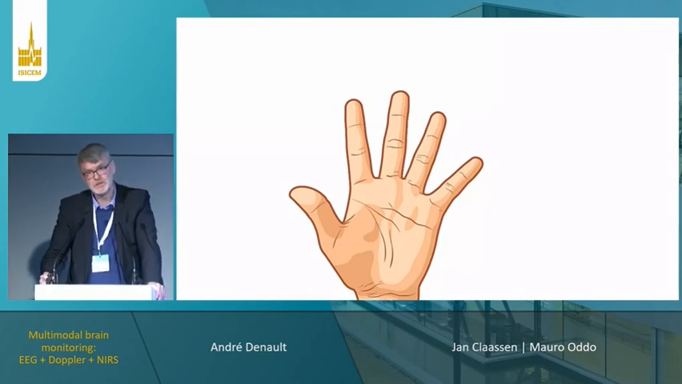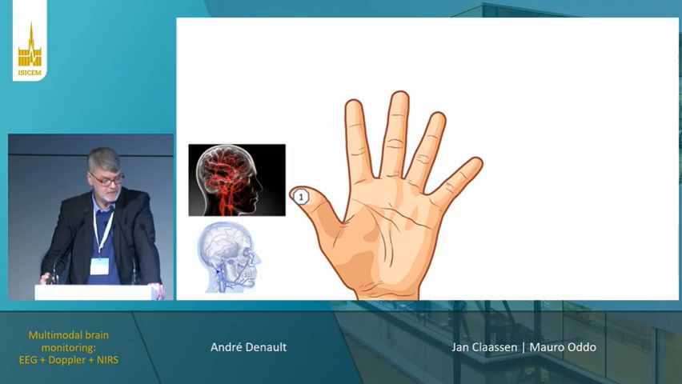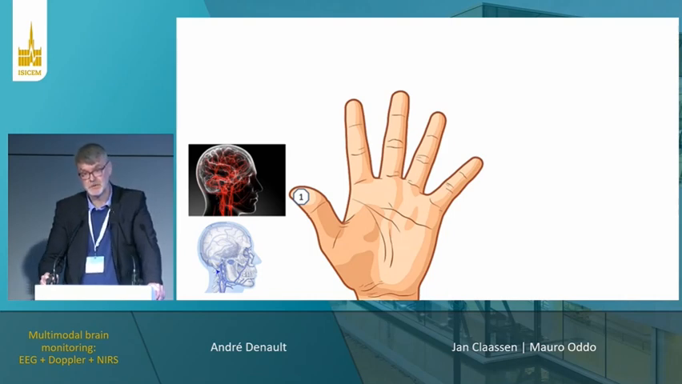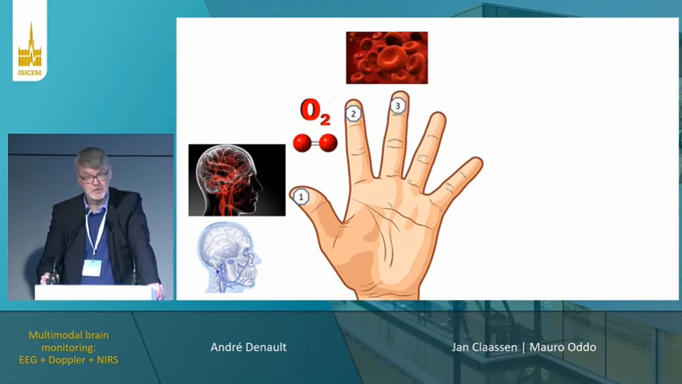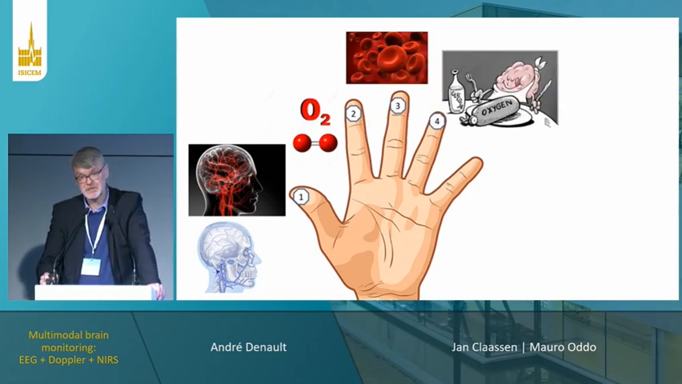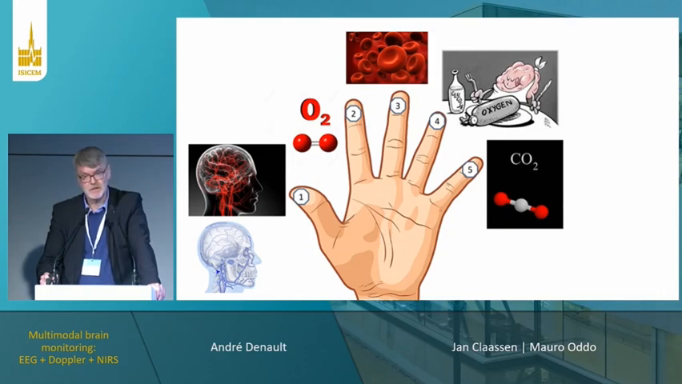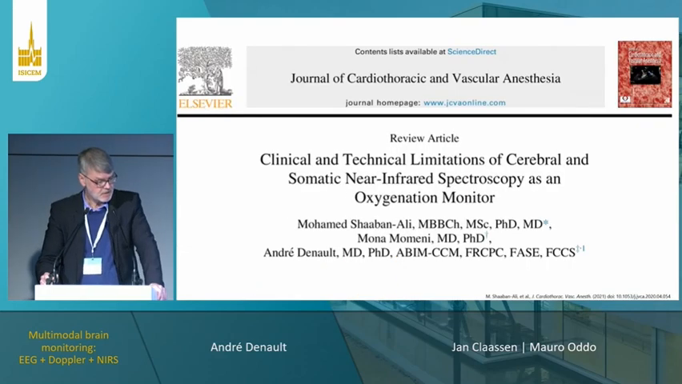So when you use brain oximetry, I always say there are 5 elements that you need to evaluate. First is the arterial flow, but also the venous drainage of the brain. Both are very important in determining your brain saturation. The other elements are the oxygenation, your hemoglobin, your oxygen consumption, and your carbon dioxide.